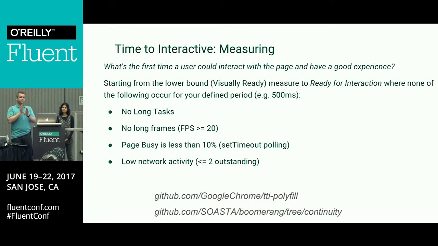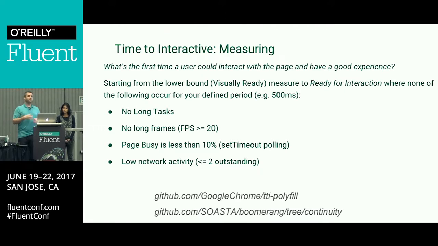So now that we know how to figure out what this lower bound is, how do we measure when the user could first interact with the site and have a good experience? Because I can click on it and have a bad experience. That's not the time to interactive. We want to figure out the point at which, if they had done an interaction, they would have had a great experience. The best way to do this is to start from that lower bound and figure out when the next period of idleness is.